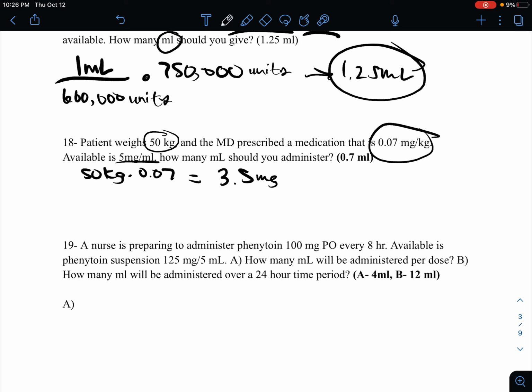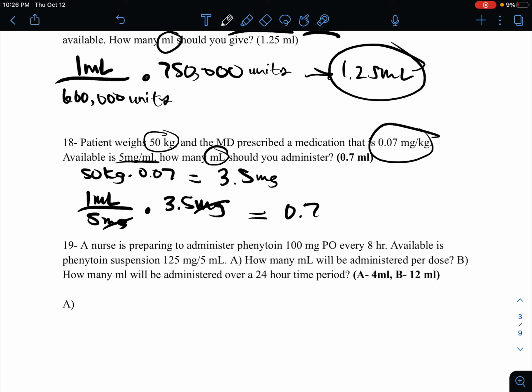And it's asking again, how many milliliters should you administer? Once again, what you have goes first, and what you're looking for will go on top of the fraction. So 1 milliliter over 5 milligrams, because this is what we have, goes first. What we must administer, what the MD ordered, will go second, right here. So we get our units to cancel out, and this would give us 0.7.